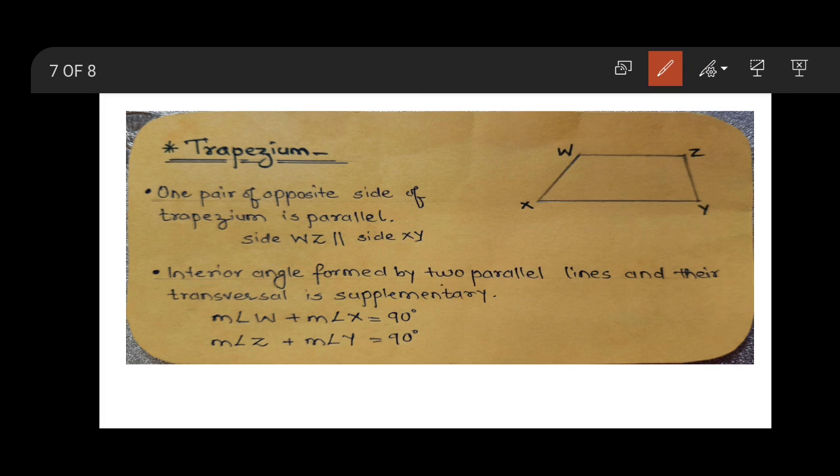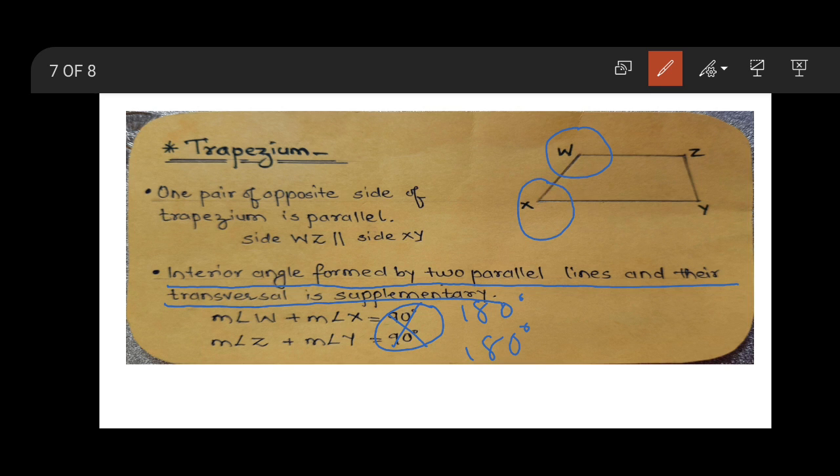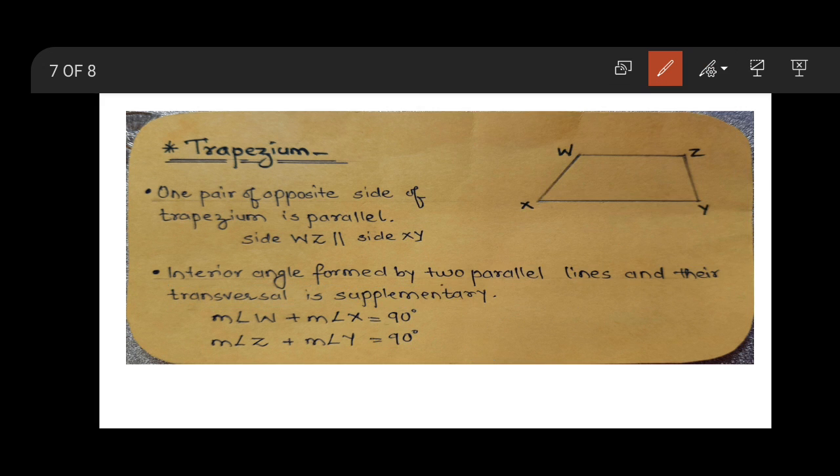So, interior angles formed by two parallel lines and their transversal are supplementary. Supplementary means 180 degrees. Sorry, not 90 degrees. Instead 180 degrees. So, angle W plus angle X will measure 180 degrees. In the same way, angle Z plus angle Y will measure 180 degrees. Here, it is written clearly. It is not 90 degrees but 180 degrees.